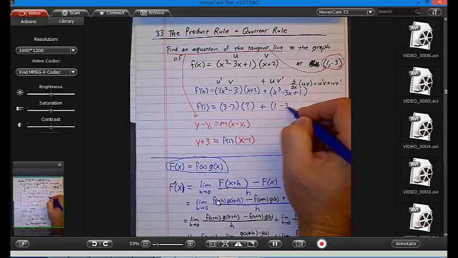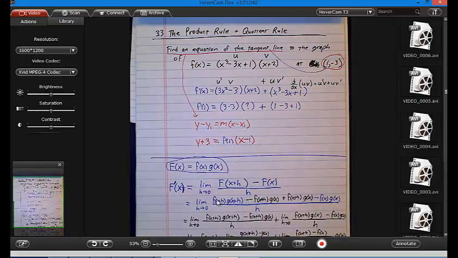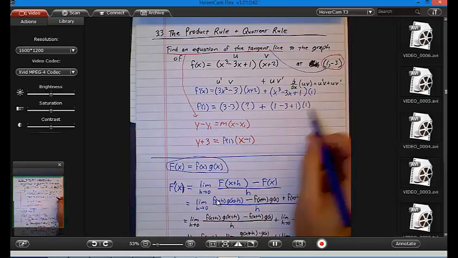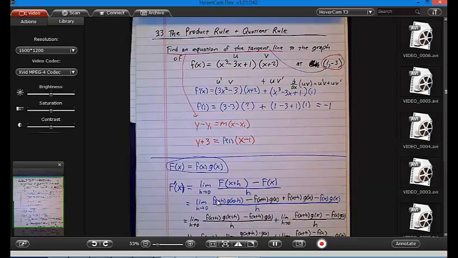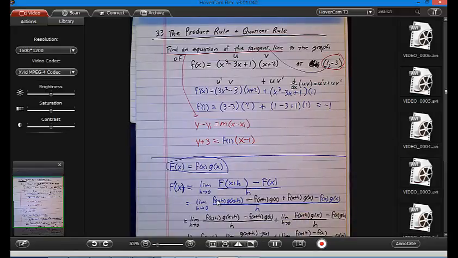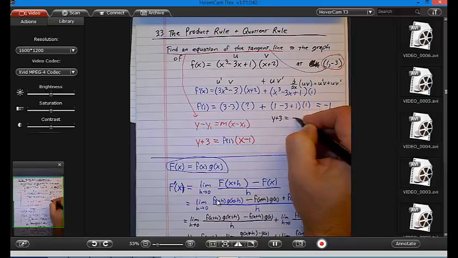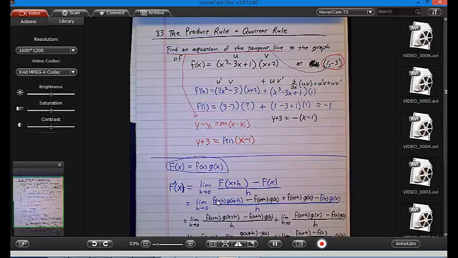So now we can finish the problem. We know that the derivative is negative 1. So my answer, one equation would be y plus 3 is negative x minus 1. Right? Could we put that in slope-intercept form if I wanted? Yeah. Sure, let's do it. Y plus 3 is negative x plus 1. So y is equal to what? Negative x minus 2, okay.